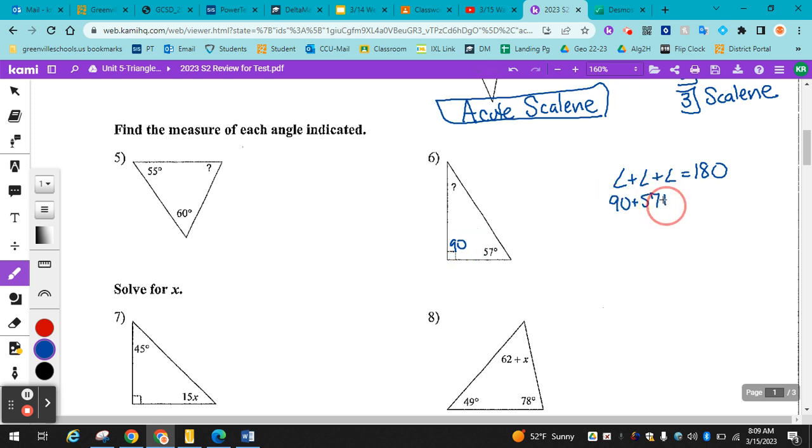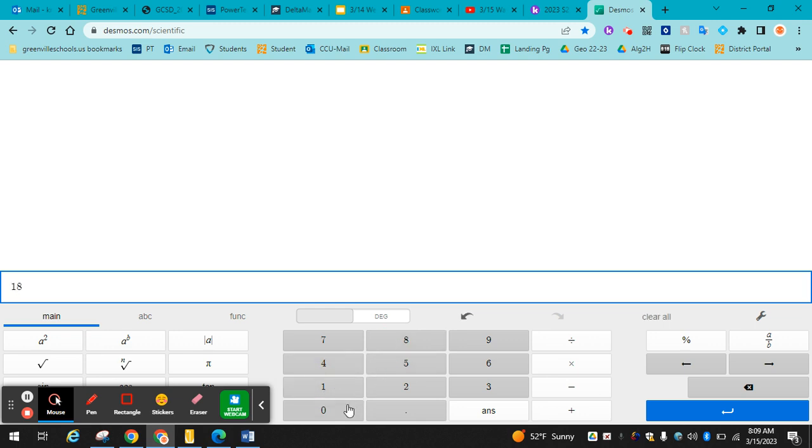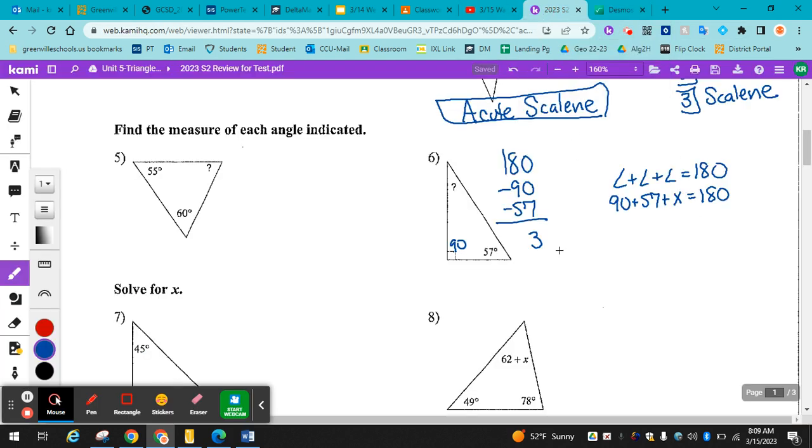90 plus 57 plus what we're looking for has to equal 180. Or you can just do 180 minus 90, which gives me 90, minus 57, which gives me 33. If you were doing the equation, you would add them together and get 147 and then subtract 147 from 180.